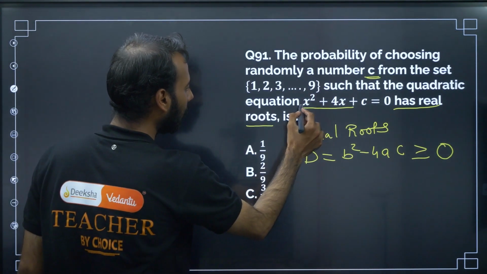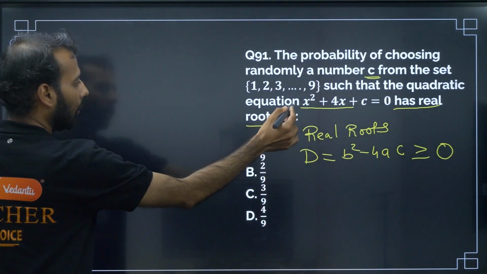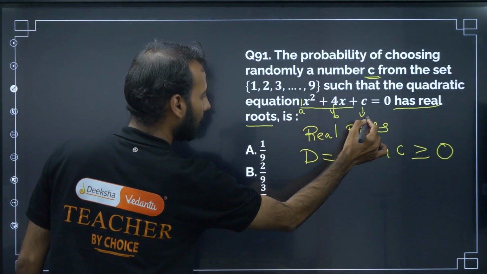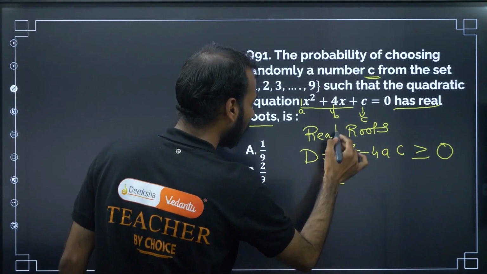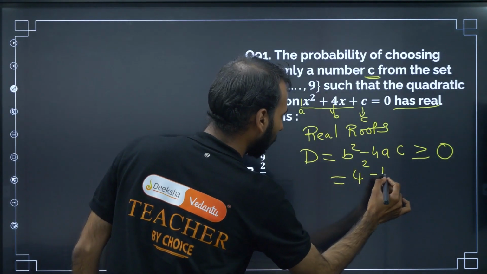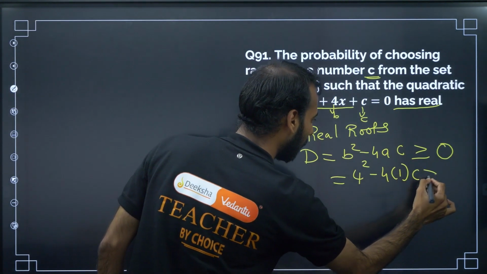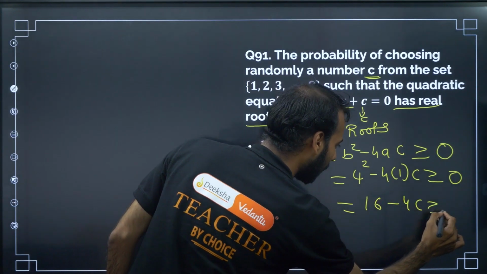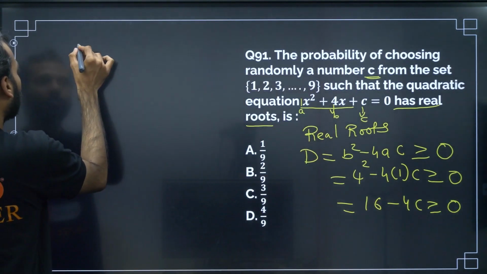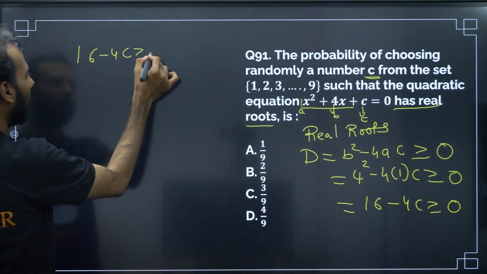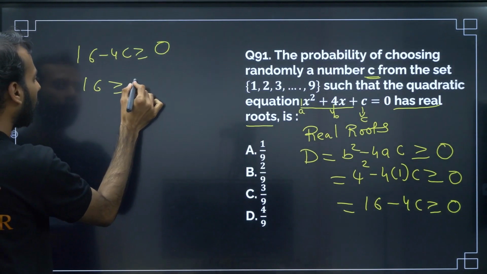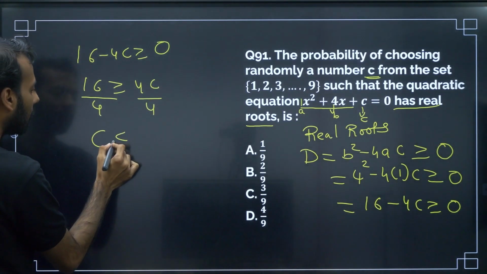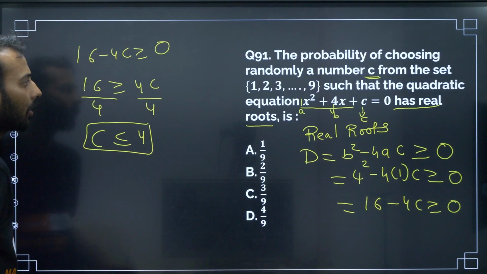Quadratic equation here they have given. From this quadratic equation, if you observe the coefficient of x square, this is a, this is b, and this is c. So b square, I am going to write this as 4 square, minus 4ac greater than or equal to 0. So 16 minus 4c greater than or equal to 0. This becomes 16 greater than or equal to 4c. Let me divide with 4 on both sides so that I can get the value of c. So c is less than or equal to 4. This is the condition.